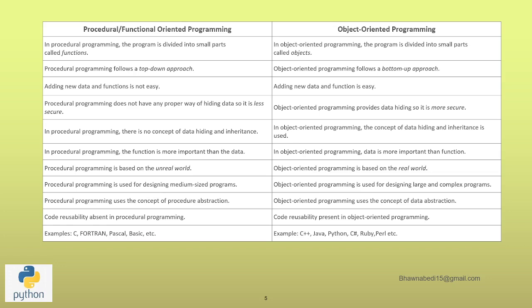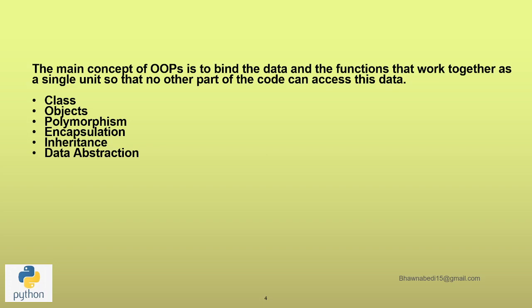So this was a little bit of intro on procedural and object-oriented programming. As I proceed, I will also explain the main concepts of OOPS, like classes, objects, the syntax part of it, polymorphism, encapsulation, inheritance, and data abstraction. These are all very nice concepts which you can bind together, and you can create a very good working version of the code.